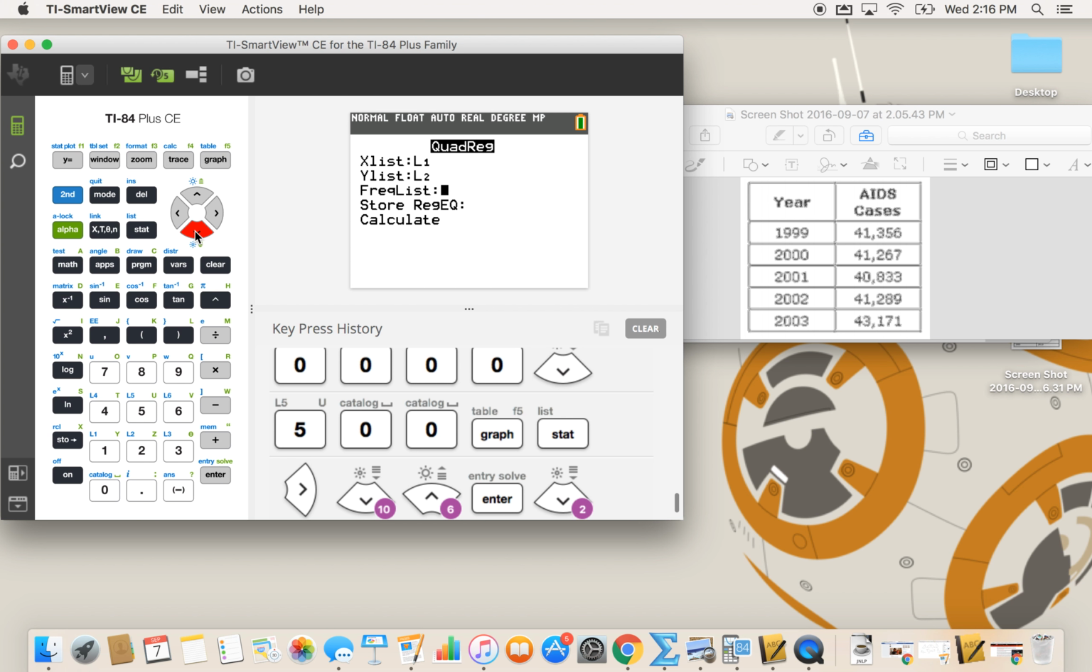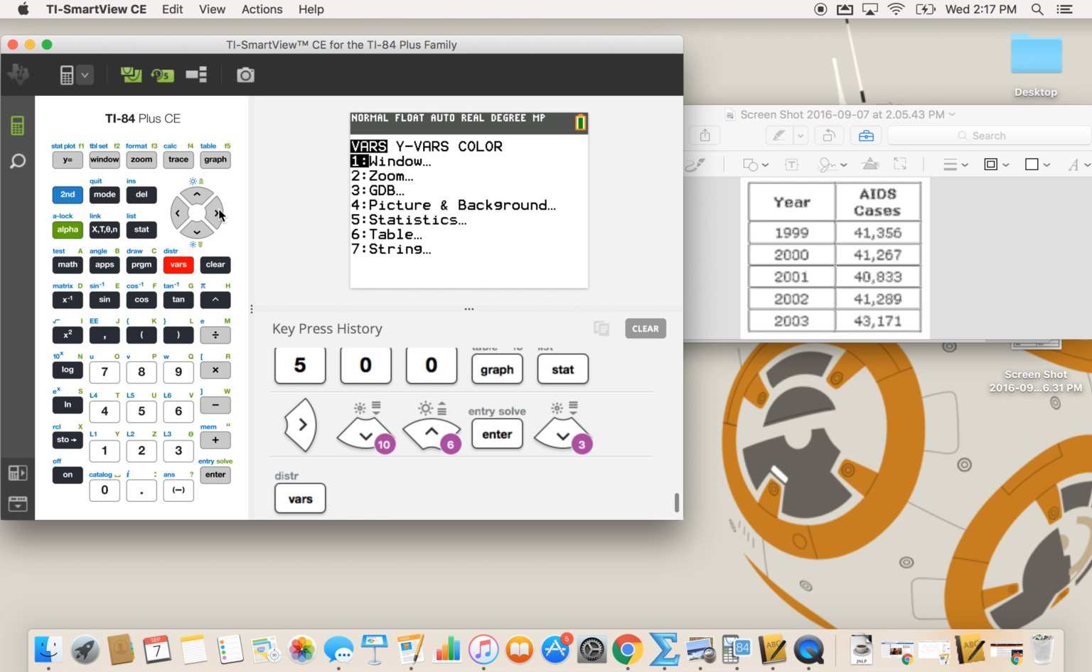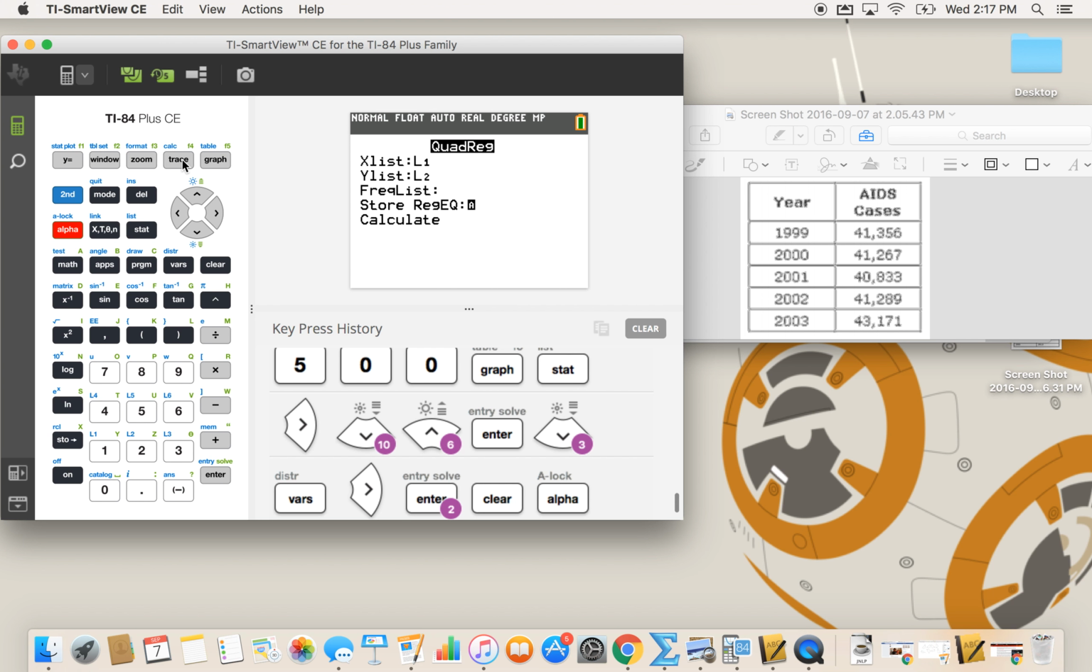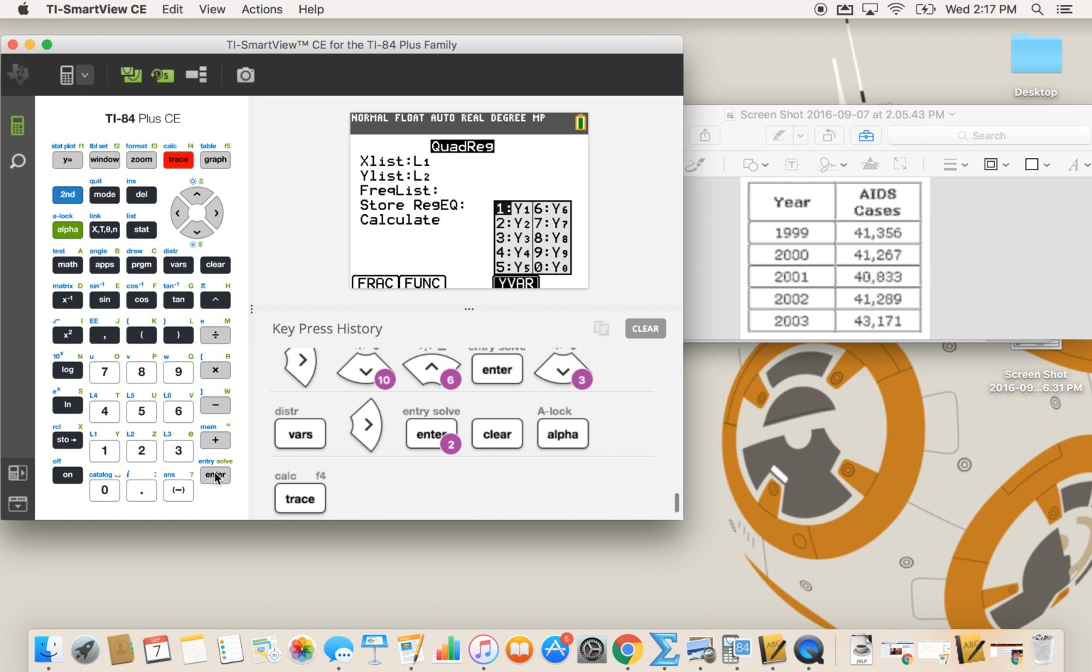Okay, now if I want to make this go automatically into my graph, what I can do is press variables, y variables, and I can just use that function right there. And that will make it go right away. Okay, there is a shortcut for that. I just looked it up. So the shortcut for that is alpha F4 and there's Y1 right there. So that means I can put that into my Y1. I can put that into my graph.